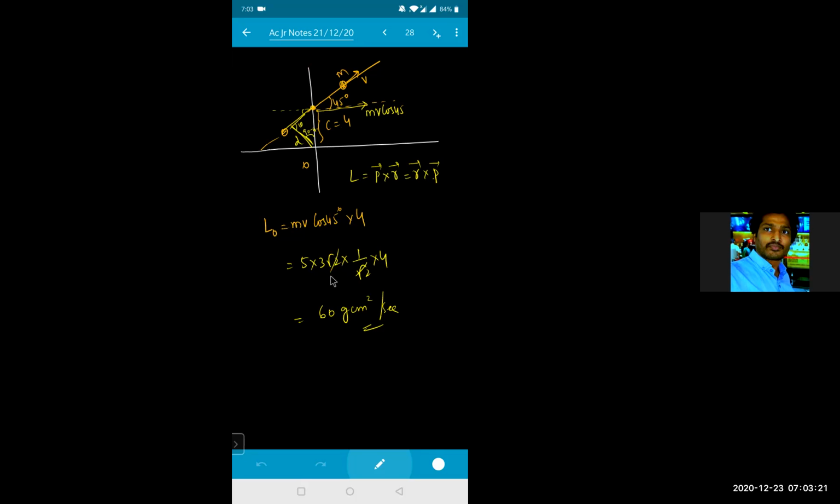So cos 45. The velocity value is 3 root 2, the mass value is 5, and cos 45 is 1 by root 2. Into 4, root 2 gets cancelled. So 5 into 3 is 15, 15 into 4 is 60. So 60 grams per second, isn't it?